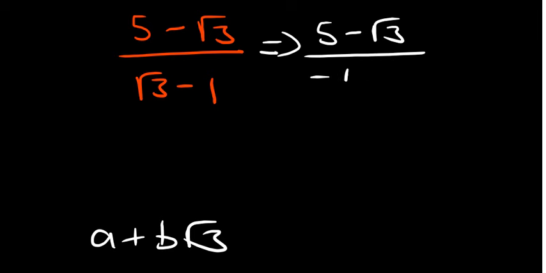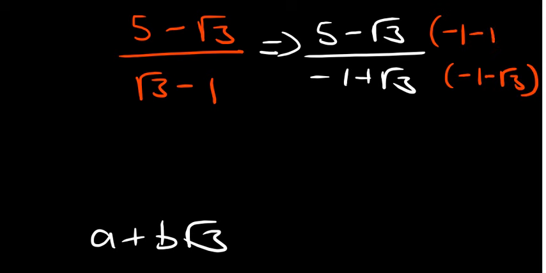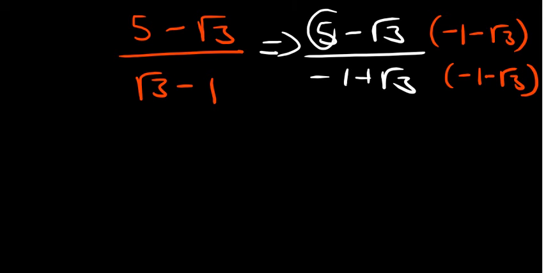Then we have negative 1 plus root of 3. Then I can change the sign in between the denominator, so it's going to be negative 1 minus root of 3. In the numerator we do the same. Okay, so 5 by negative 1 is going to be a minus 5. 5 by a negative root of 3 is going to be minus 5 root of 3.